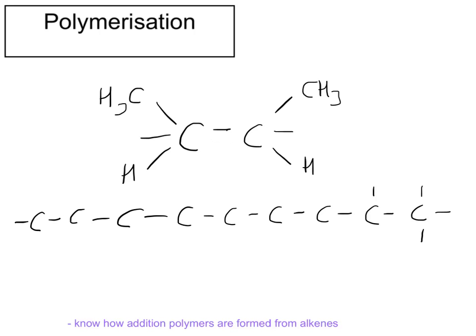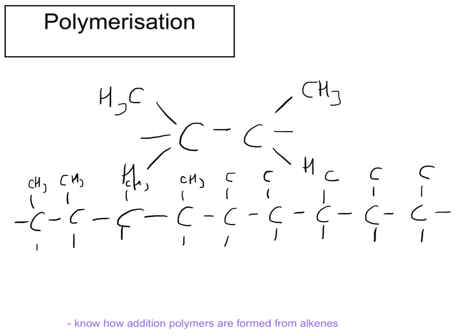and there will be repeating units, and so what you'll get is this CH3, CH3 on the top and H, H on the bottom. So you get CH3, CH3, CH3, CH3, all the way along. I'm not going to draw them all. And on the bottom you get H, H, H, H. Now it's quite long-winded to draw this whole thing here.